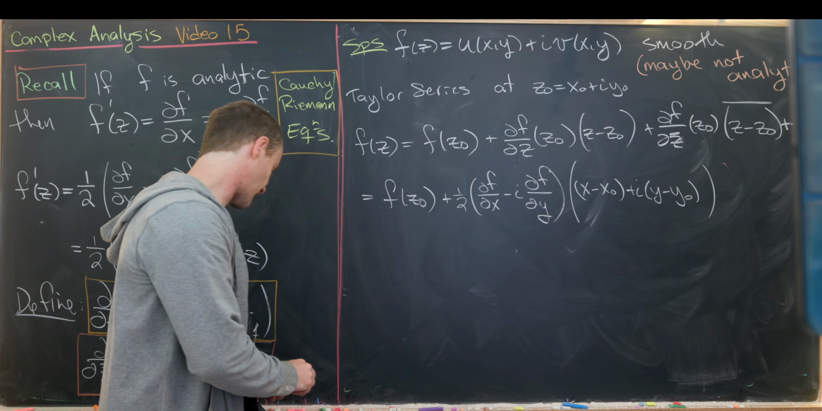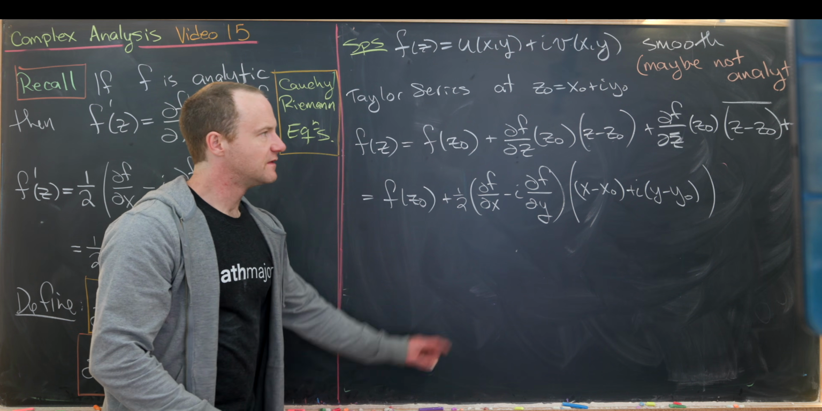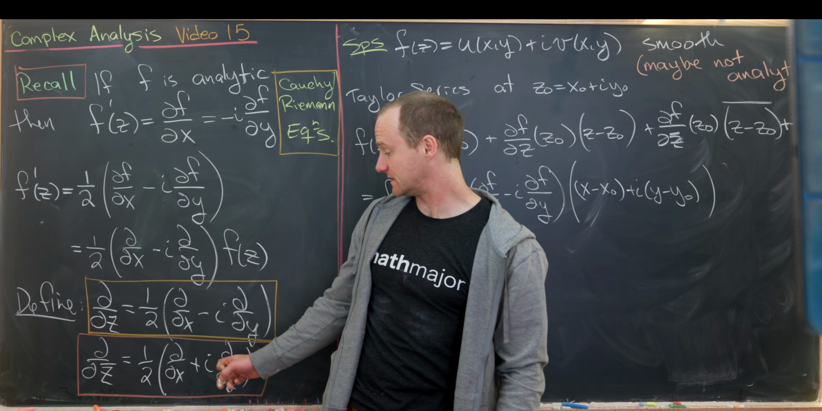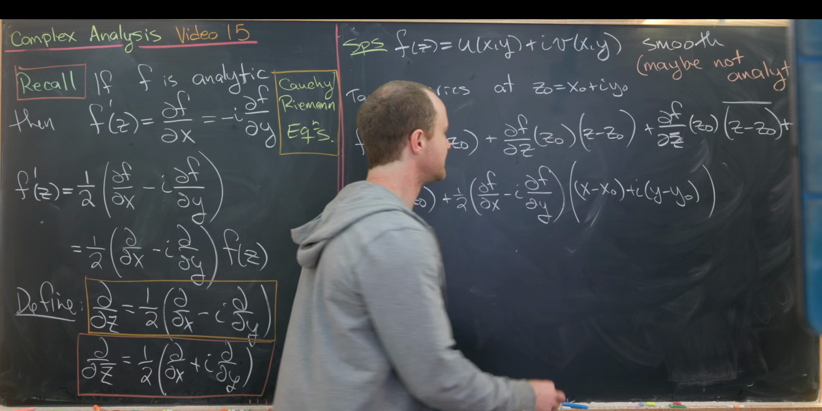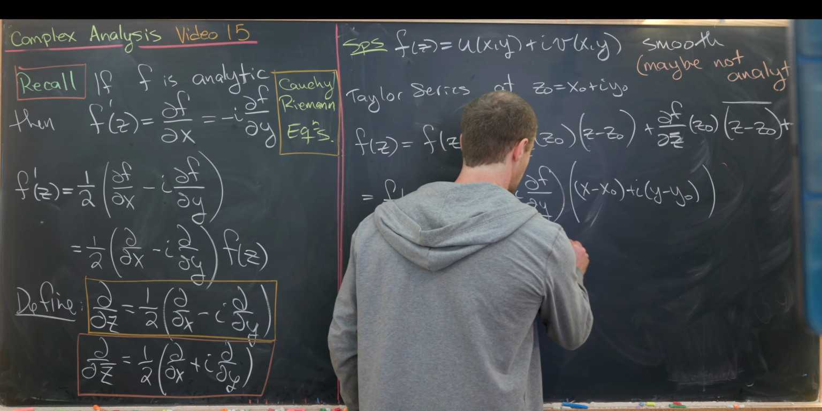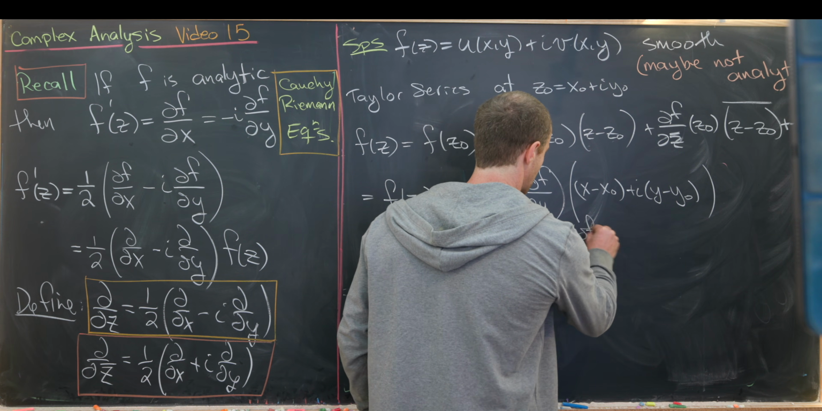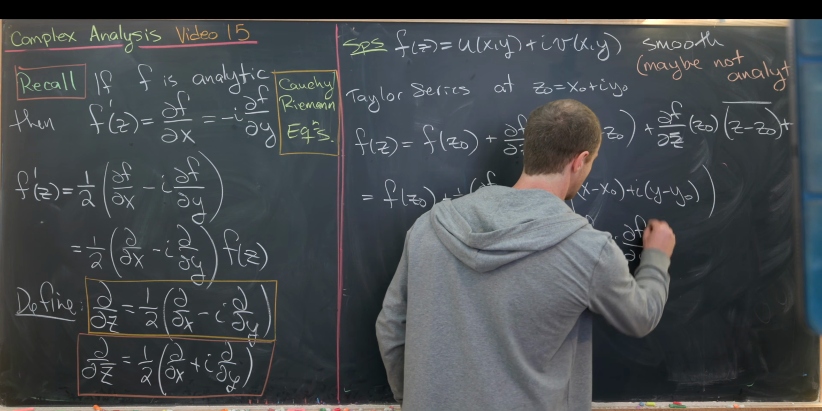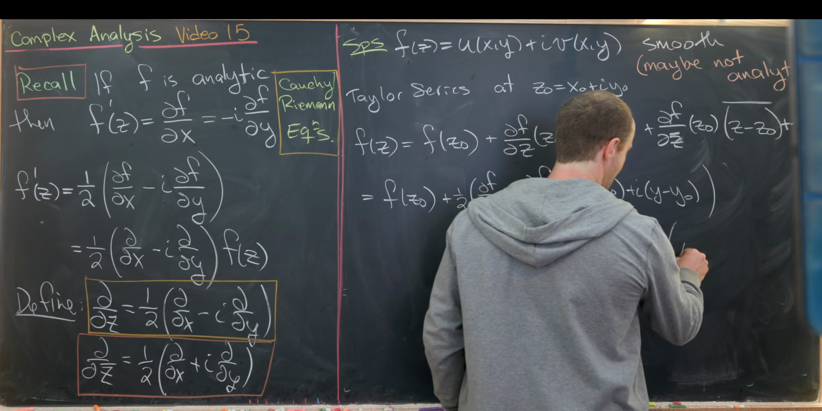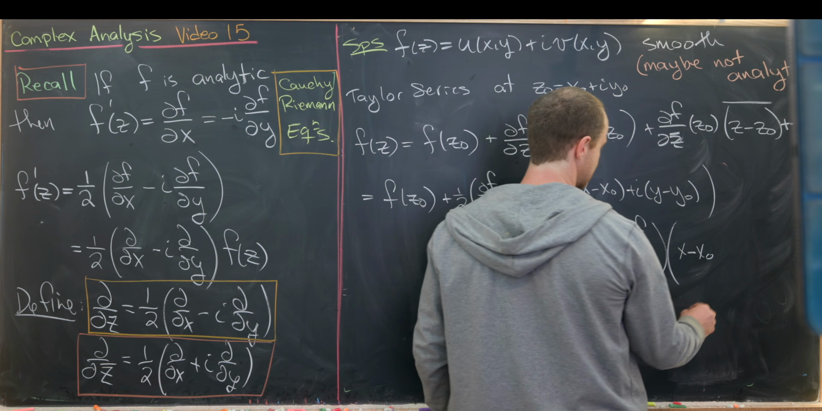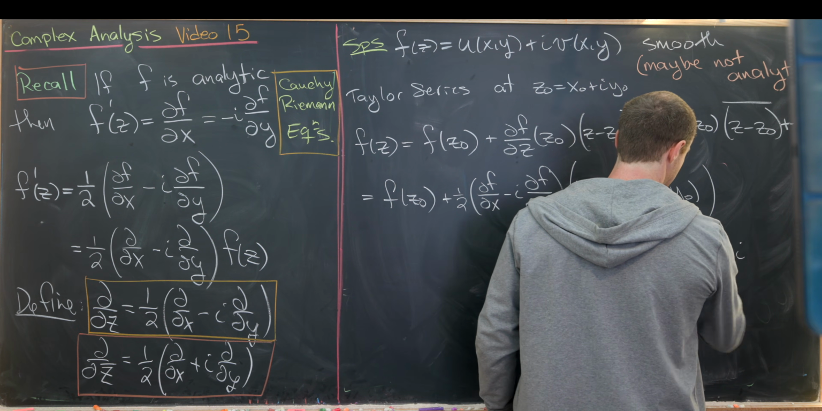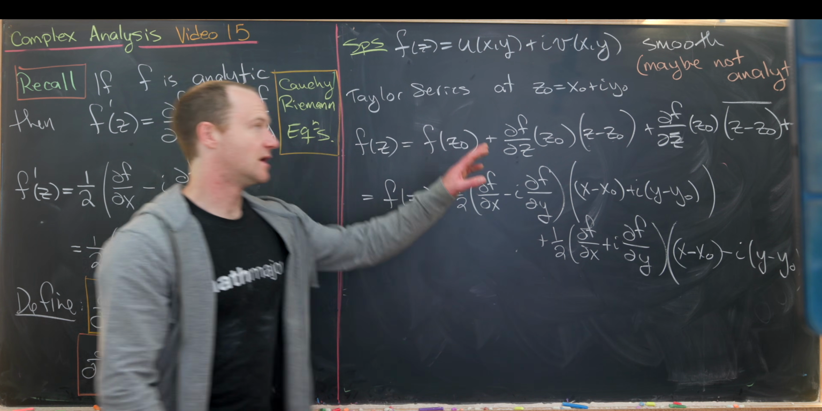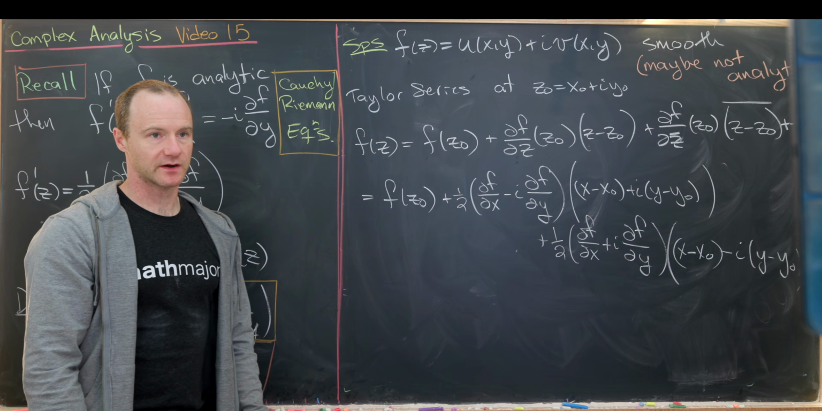Okay, so that's that first term. Then I can do the same thing for this other one using the fact that the partial with respect to z bar is this guy down here. So that's going to be plus 1/2, and then we have the partial of f with respect to x plus i times the partial of f with respect to y, and then I'll have x minus x naught, and then minus i times y minus y naught because I had to take my complex conjugate over there.